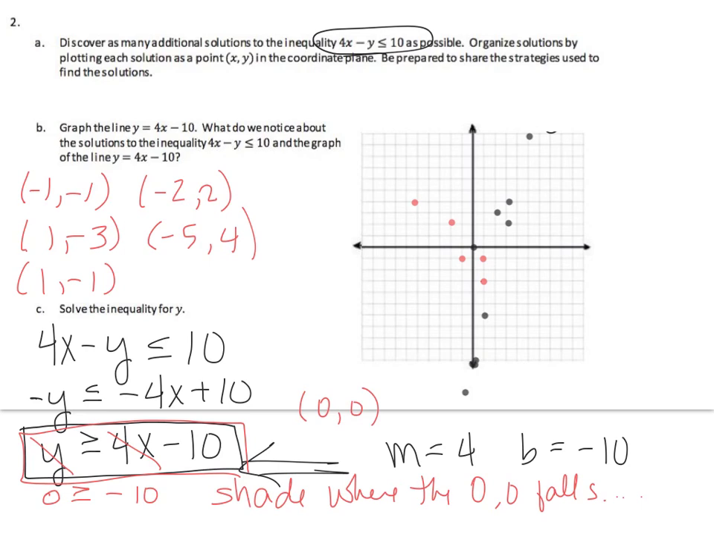After I plot this point, plot the lines. I'm going down to negative 10. Let's see if I can get a different color here. Negative 10, and then I'm going to go up 4 over 1. 1, 2, 3, 4, 1. I could keep going, but I think I'm good.